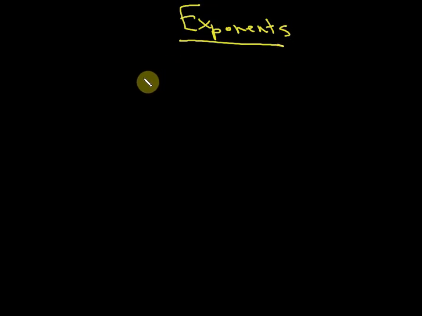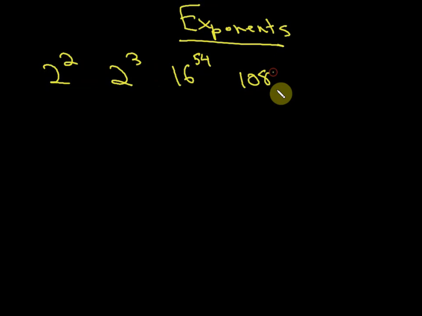Exponents. So you see numbers like 2 to the second, 2 to the third. I'll change it a bit: 16 to the 54th, or we'll be wild and do this, 1 with a million zeros... well, 1 to the millionth power. What is this telling us?